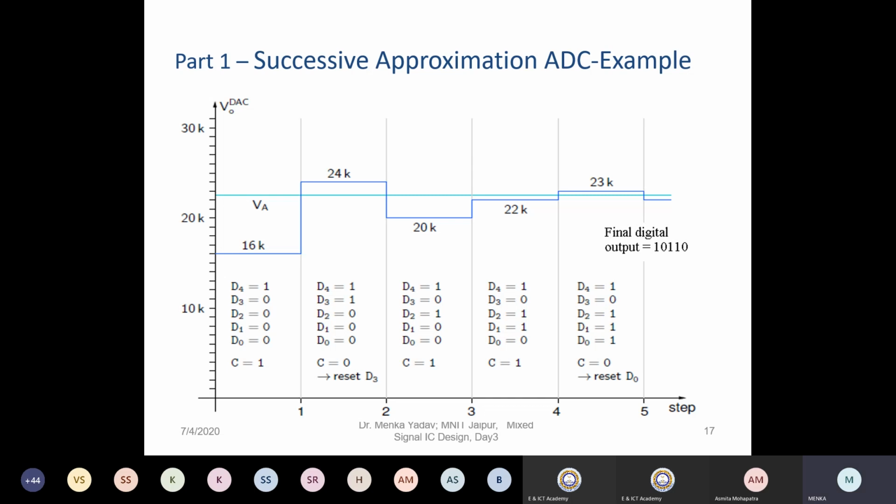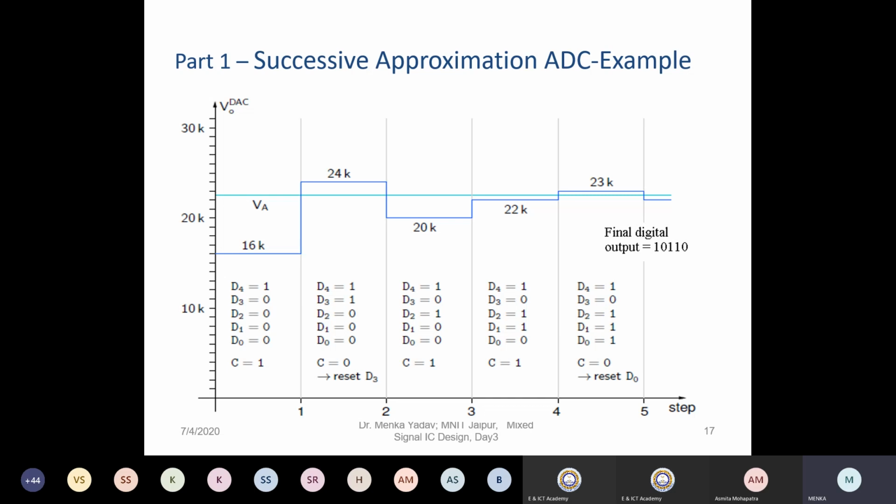So again, it will keep on set. I mean D1 is 1 only. And then in the last one, what I'm going to do is set D0 and then try to check again whether VA is lesser than the given amount or not. So this is 23K, which is greater than VA. So greater means I have to reset my D0 bit.